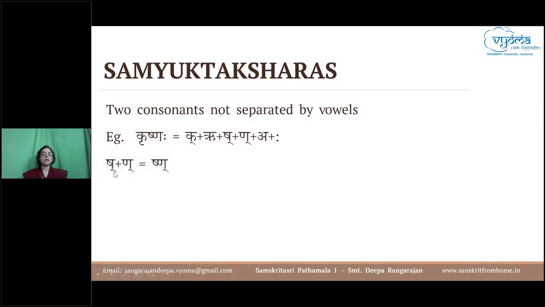The SamuktAkshara here is sh and n. What has happened? The sh has undergone a change in shape. If you notice, the vertical line which is here has disappeared, and this n has been written right next to it. So this is the SamuktAkshara, where the first letter has undergone a change in form.